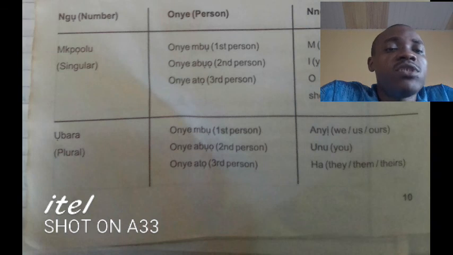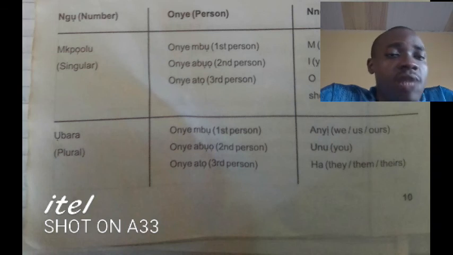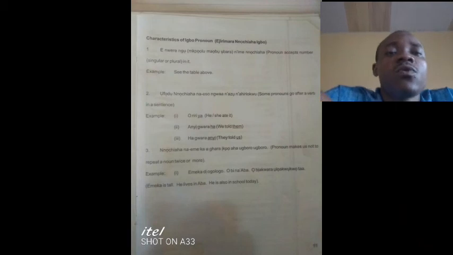Onye abụọ, which is second person, which is unu, we. Okay. The next one is Onye atọ, which is third person. It means ha, they, them, theirs. You can use them like that here.